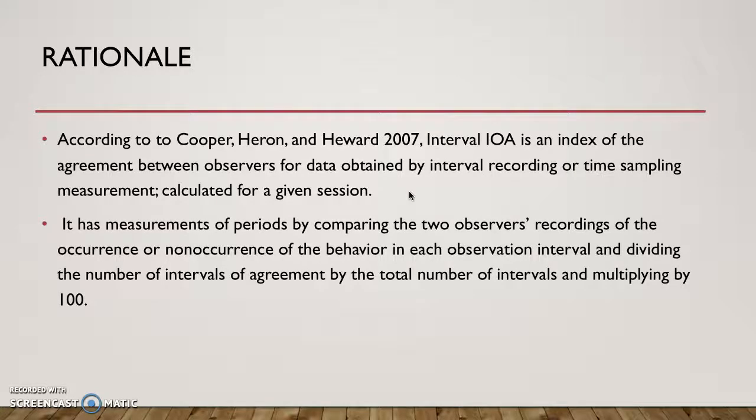Rationale. According to Cooper, Heron, and Howard, 2007, interval IOA is an index of agreement between observers for data obtained by interval recording or time sampling measurement, calculated for a given session. It measures agreement by comparing the two observers' recordings of the occurrence or non-occurrence of the behavior in each observation interval, dividing the number of intervals of agreement by the total number of intervals, and multiplying by 100.